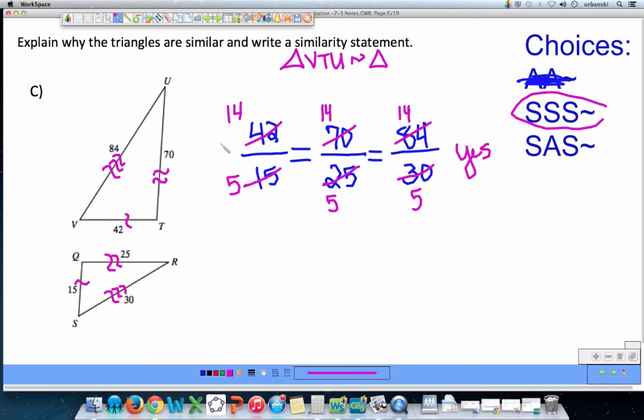So this V that I started out with, it's the angle between the shortest and the longest. So over here, try to find the angle that's between the shortest and the longest sides. That's angle S. It's between the 15 and the 30. So S goes next. The T that I put in the middle is between the shortest and the middle, the sides with 1 mark and 2 marks. So over here, find the one that's between the 1 mark and the 2 marks. Right here, that's Q. So Q goes next. And of course, the last ones are going to line up. U is between the sides with 2 marks and 3 marks. And over here, R is between the sides with 2 marks and 3 marks.